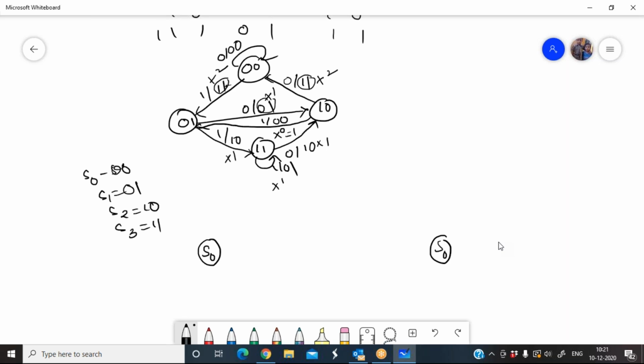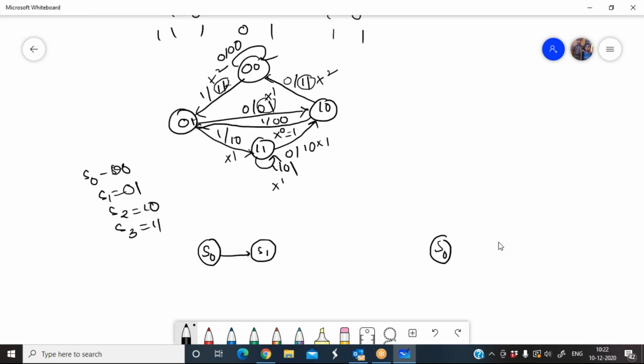Is it okay? Weight equal to 0 is nothing but 1. So x power 0 is equal to 1. Now S naught and S naught to S1. Look at the state diagram. That is very, very important. Yes, this is S naught and S1 equal to 0, 1. So S naught to S1, there is a path.